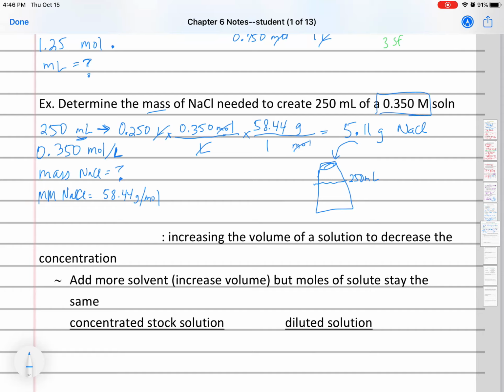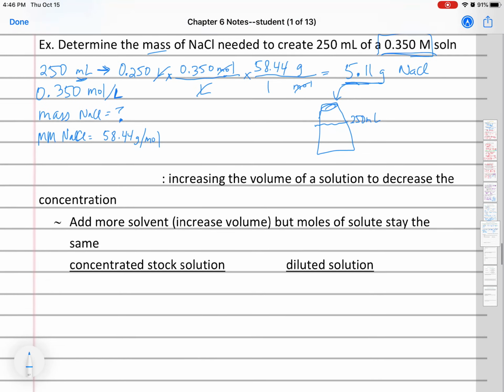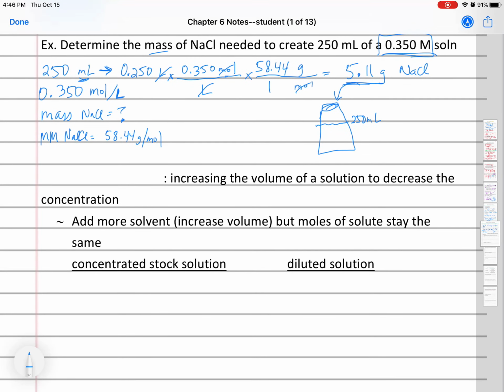solution of sodium chloride. So this is the type of calculation that scientists in labs do all the time when they are making solutions of certain concentrations. They have to figure out what mass of their solute to weigh out in order to make a solution of the correct concentration. And you will be doing this in an upcoming lab. You'll be performing some calculations to make solutions of certain concentrations, and then you'll actually make them.